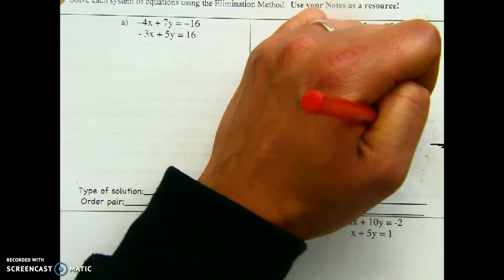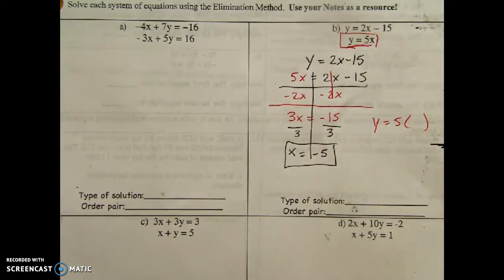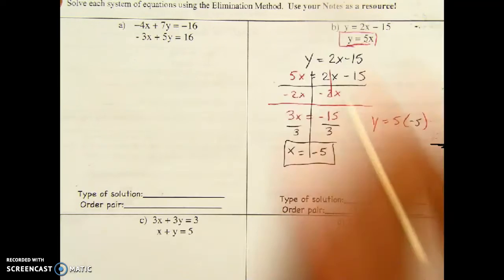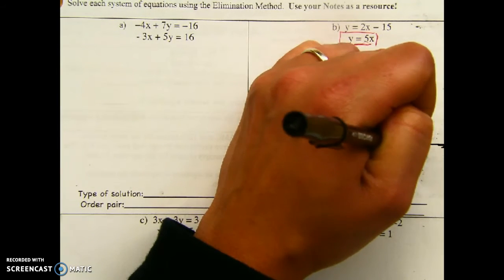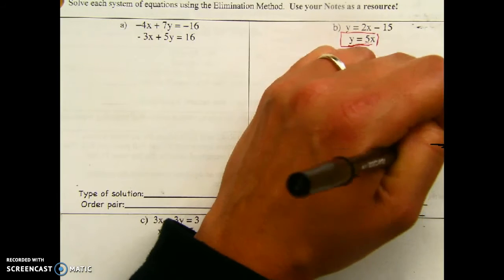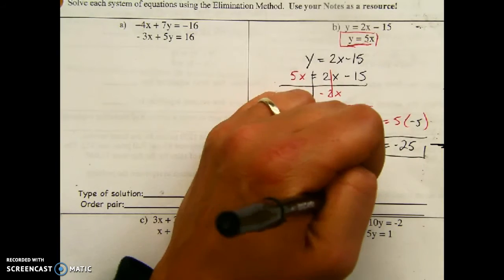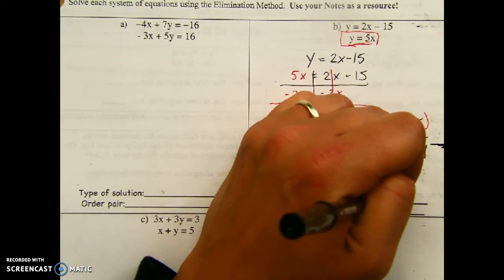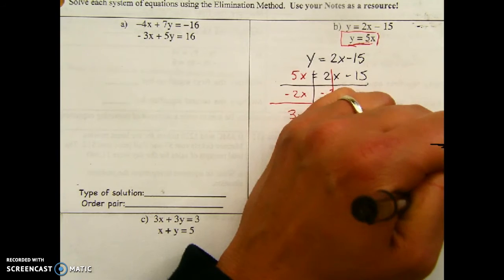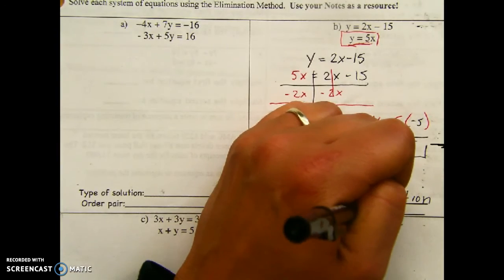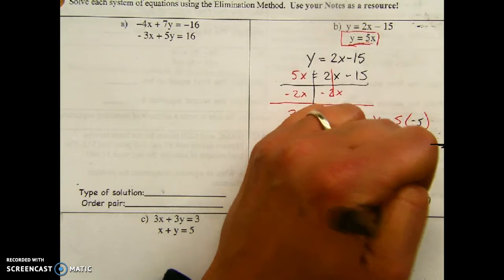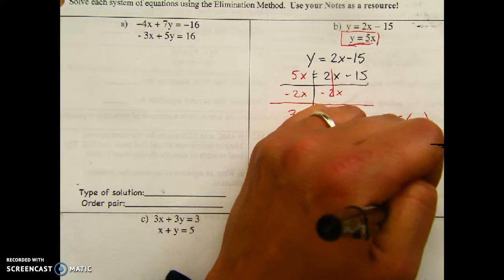Y equals 5 times x. My x is negative 5. When I do the multiplication, 5 times negative 5 is going to give me negative 25. This is one solution because I have an answer for both x and y. And I'm going to write my ordered pair as negative 5 for x and y is negative 25.